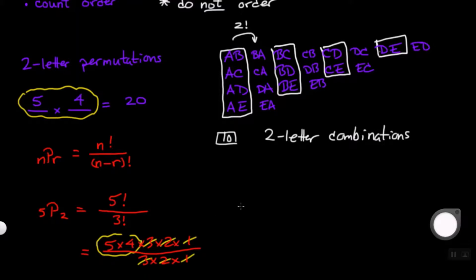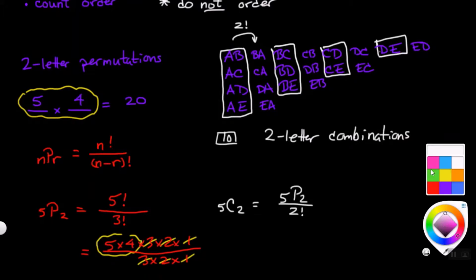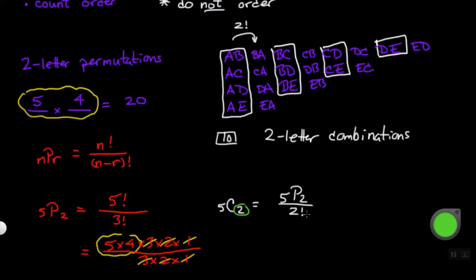But what we now can do is take that nPr formula, and I think we'll stick with the specific case here. If I want 5C2, that, of course, is the number of 2-letter combinations taken from these 5 letters, A, B, C, D, and E. It's actually just the permutations that we counted divided by 2 factorial. And, of course, that second 2 factorial comes from that second number in our combination. That's the size of our permutation that we need to divide by that factorial to get rid of all that order that we don't want to count for a combination.